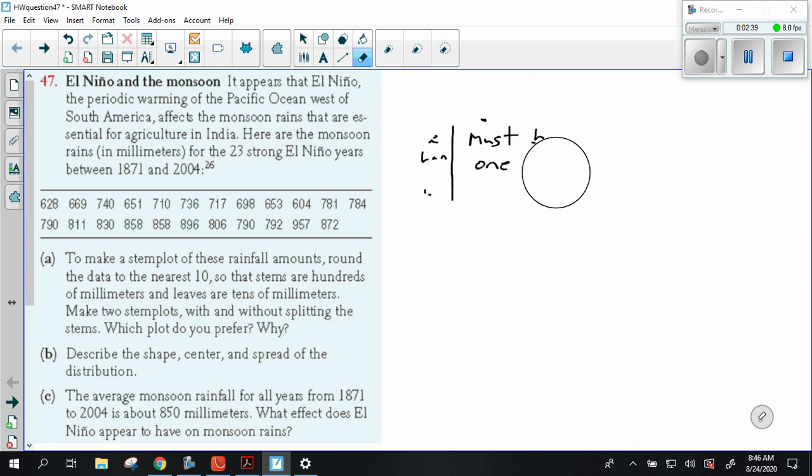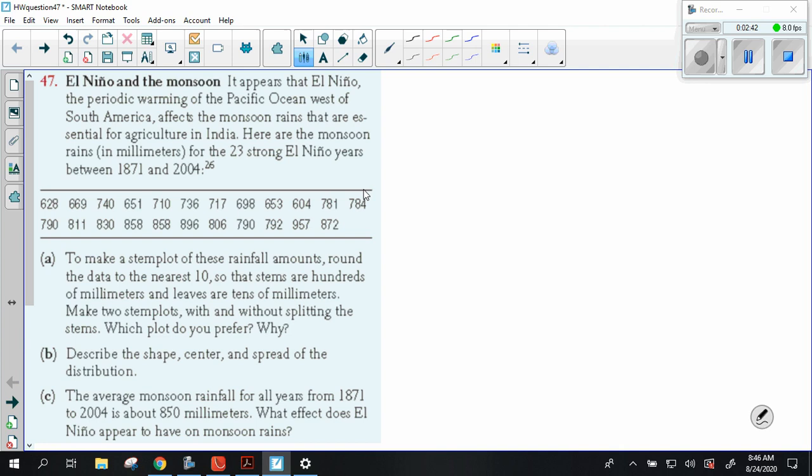So let's go ahead and actually make this thing. The first thing I need to do, and another thing that's very important that happens a lot, is give this a title. We've got to put some sort of title on there. We've got to label our axes if there are axes. In this case, there are not, so we're kind of in good shape. This is going to be called monsoon rainfall. I got my stems, I got my leaves.